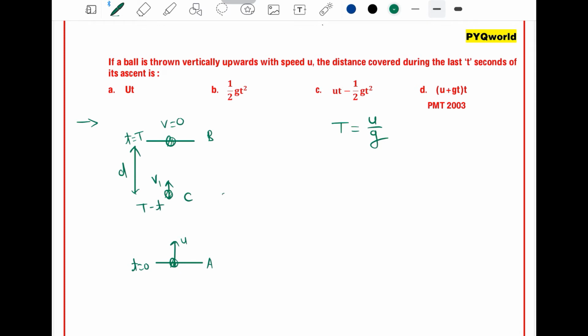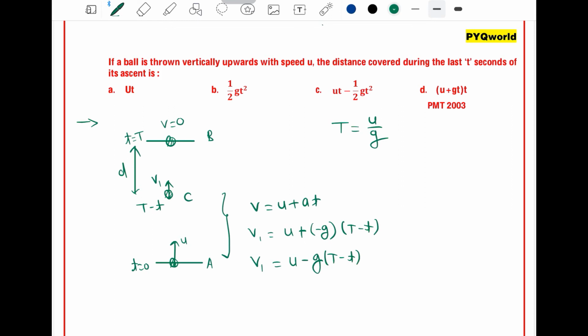So we can find velocity v1 from this data, that is v is equal to u plus at. v1 is equal to u plus acceleration, which is minus g, into the time taken, which is capital T minus t. So this is the value of v1. v1 is equal to u minus g into (capital T minus t). This is the value of velocity at point C.